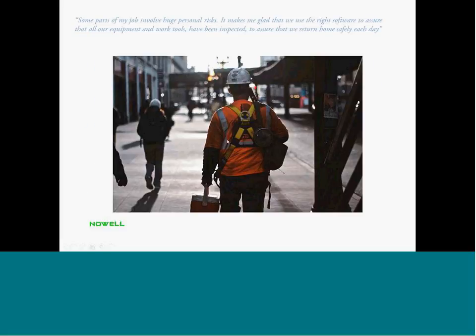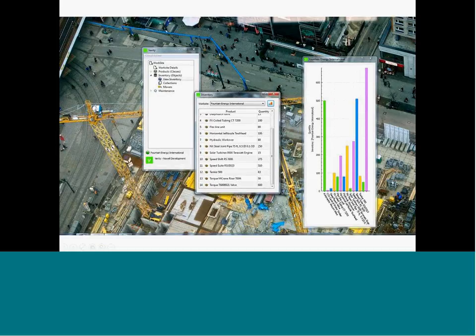So this is a safety person, someone that does building, and says some parts of my job involve risks. It makes me glad to have the right software to inspect my tools and make sure that there are no accidents. In the energy industry, safety is everything, so that equipment works and people don't suffer loss of life or loss of property. That's what we designed this for, to allow them to know what they have, make sure what they have is safe, and manage the distribution of all their equipment. But as I said, it could be used in many other industries: construction, manufacturing, logistics, etc.